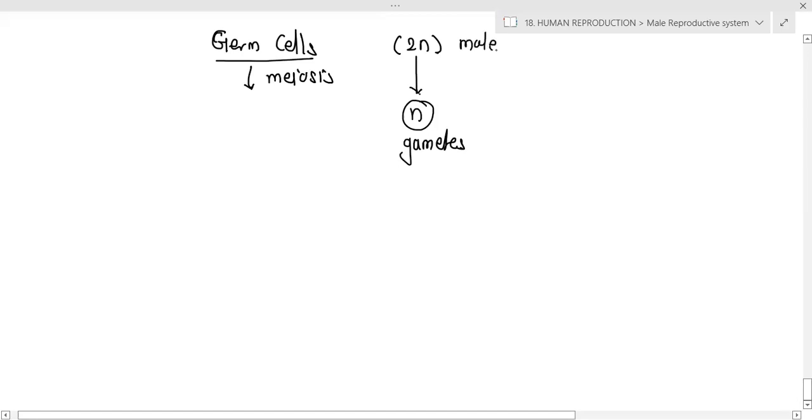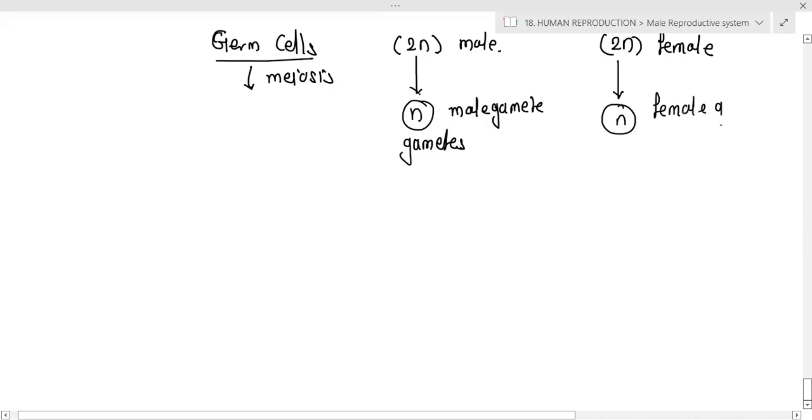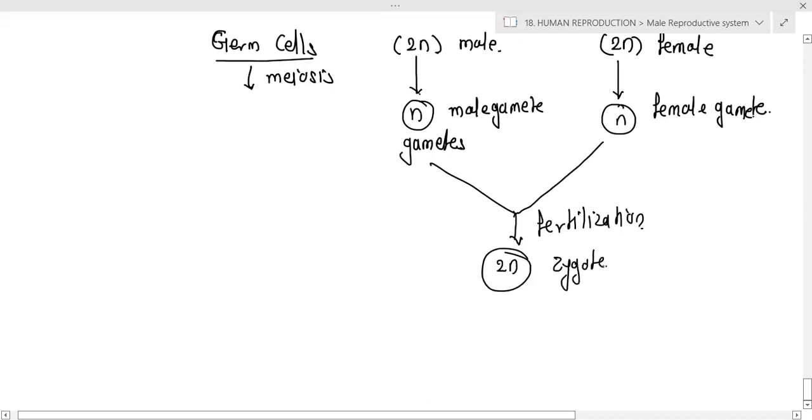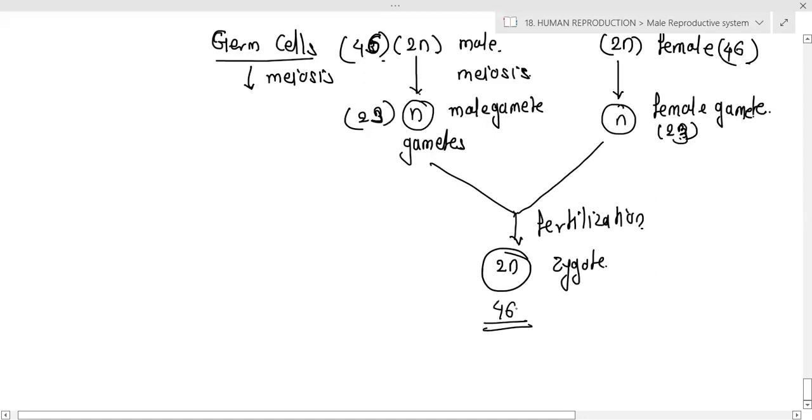So suppose this is a male, 2N. The male gamete will be N. Here there will be a female, she is also 2N. That female will produce a female gamete, agree? The male gamete and female gamete will unite during fertilization to produce 2N. The original zygote will be 2N, agreed? And the original chromosome number will be regained. 46 is our chromosome number. A female also has 46 in humans, agree? The gamete will be 23, the female gamete will be 23, and finally the zygote will be 46 back. So the species is maintained. Understanding?